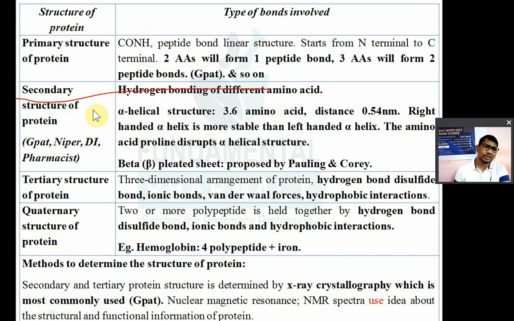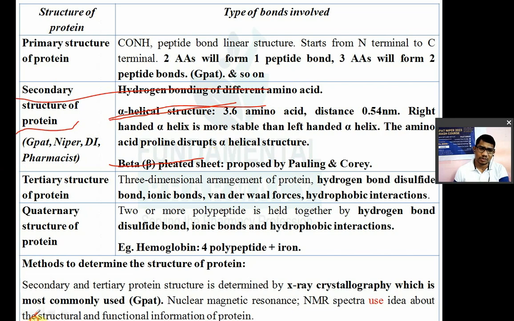Okay, now the secondary structure is largely determined. There are two models for this. The first one is known as the alpha helical structure. There was one scientist known as Pauling. He depicted this alpha helical structure. So there are two structures in the secondary structure of protein: the first one is the alpha helical structure, and the second one is the beta pleated sheet.